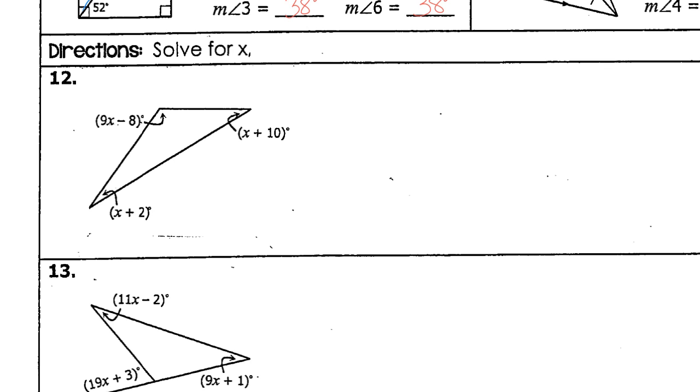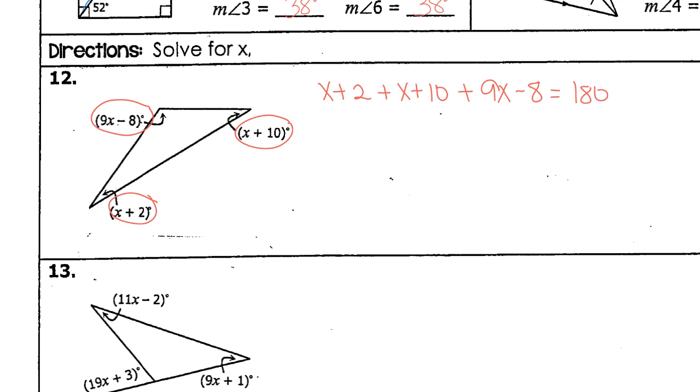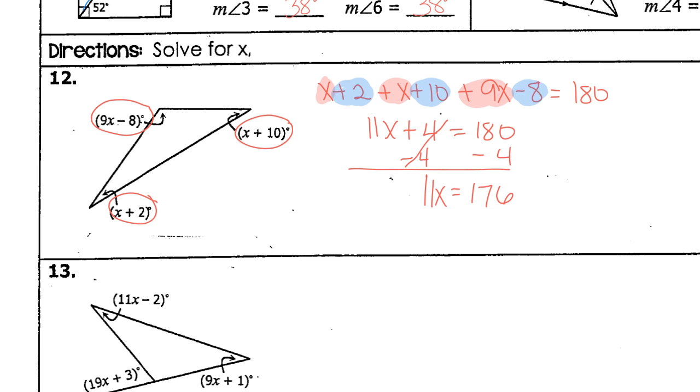All right, for number 12, I need to find x. Because this is a triangle, I know that all the angles added together equal 180. So that's exactly what I'm going to do. I'm going to take x plus 2 plus x plus 10 plus 9x minus 8, and set it equal to 180. Now I'm just solving for x, and I get x equals 16.